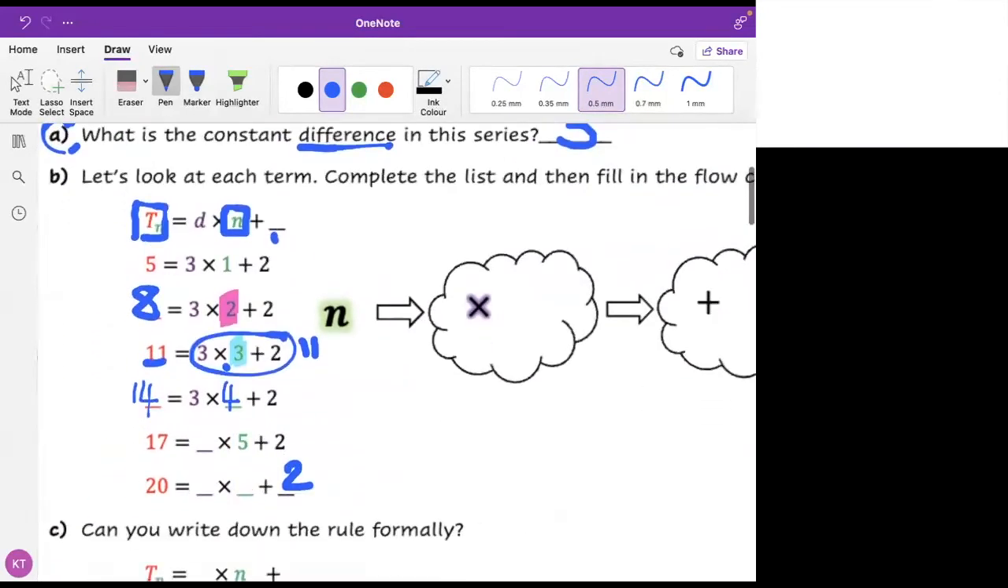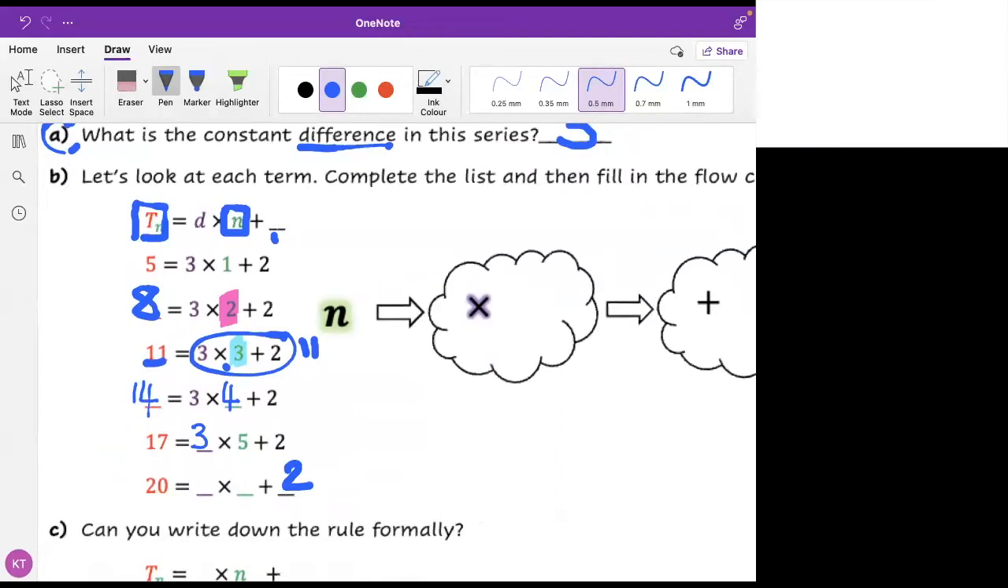Let's do the next one. My next one, they're telling me 17 is equal to what? Well, we know what's missing here. The only thing that's missing is the number 3. 3 times 5 gives me 15. 15 plus 2 gives me 17.